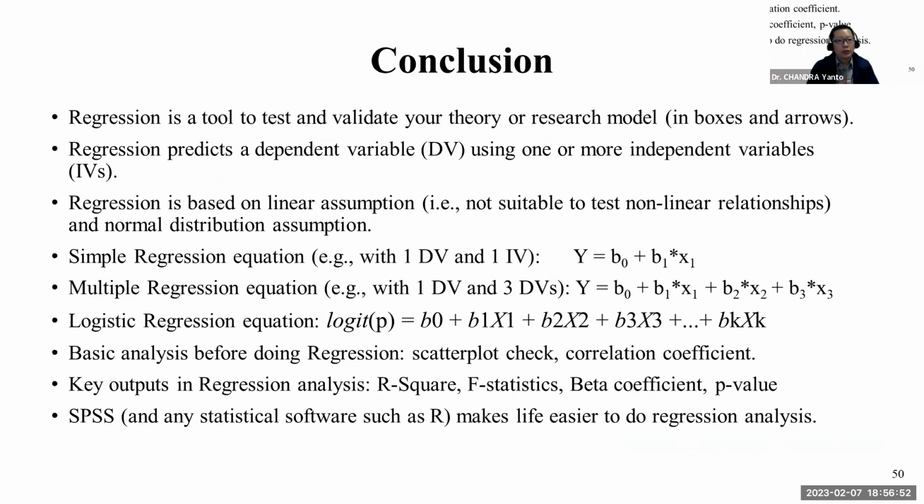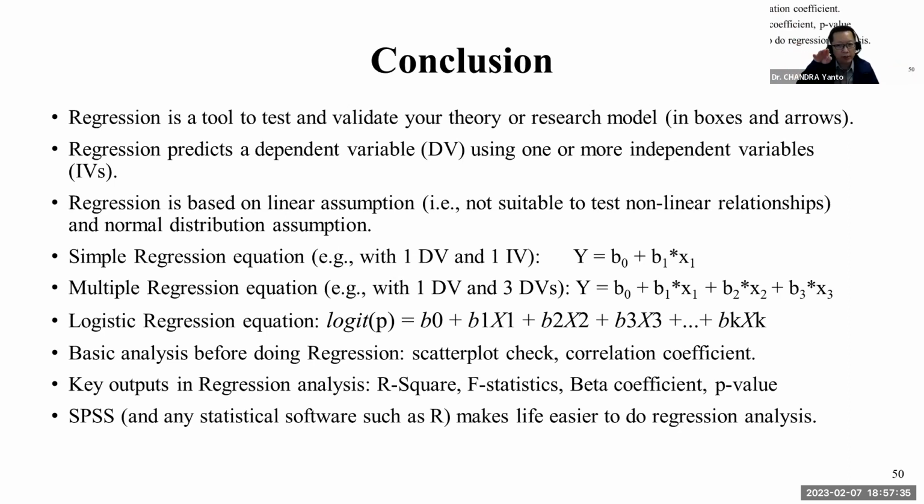To conclude, regression is a very useful tool to test and validate a theory, your research model. Regression is to predict a dependent variable using a number of independent variables. When you have only one independent variable, it becomes a bivariate regression. When you have multiple independent variables, more than 2, then you use multiple regression. One of the key assumptions of multiple regression is linearity and the normal distribution. When your variables are not linear, you cannot use this. Linear means it goes up. When it looks different, you don't use regression, you use something else.